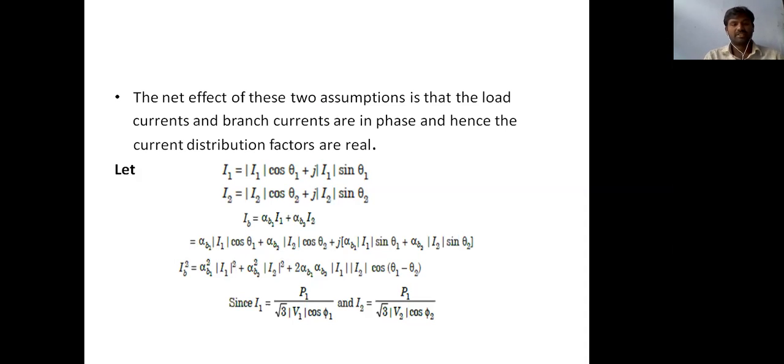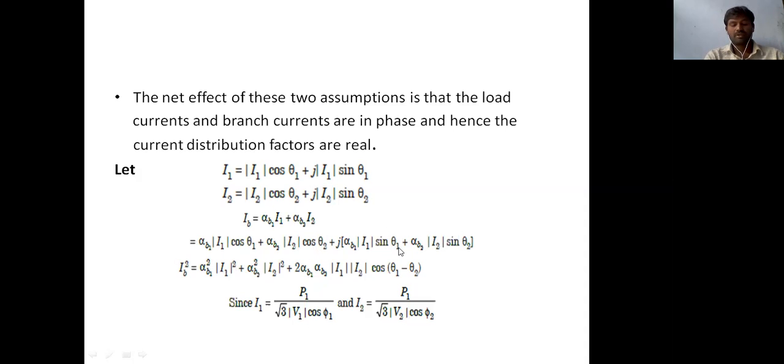So finally, this equation: I_B squared equals alpha_B1 squared I1 squared plus alpha_B2 squared I2 squared plus this. Squaring both sides, (a plus b) whole squared is a squared plus b squared plus 2ab. Then finally I_B squared equals alpha_B1 squared I1 squared plus alpha_B2 squared into I2 squared plus 2 into alpha_B1 and alpha_B2, I1 and I2.